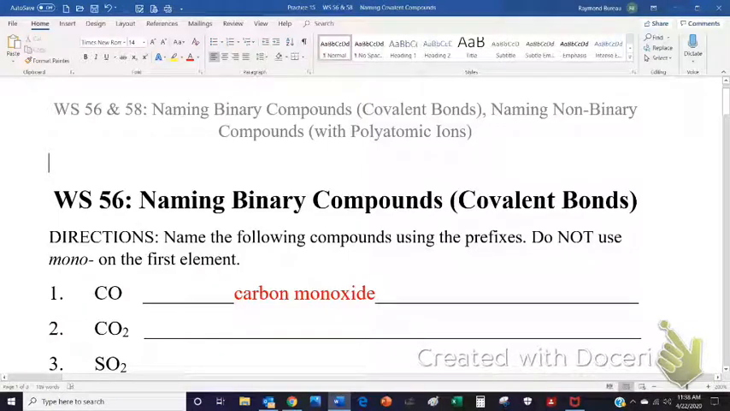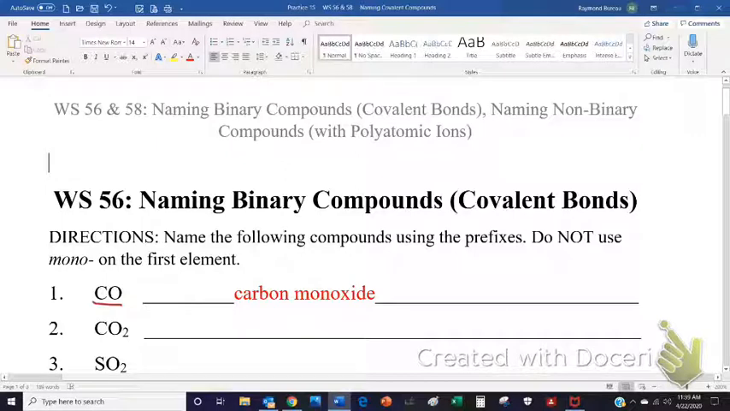Worksheets 56 and 58: naming binary compounds with covalent bonds and naming binary compounds with polyatomic ions, and I'll explain polyatomic again when we get to that page. First, on page 56, we're simply going to name the binary compounds. These are covalent bonds. Remember that covalent bonds are between two or more nonmetals, and as you see, carbon and oxygen right there. So all we have to do is write the words.